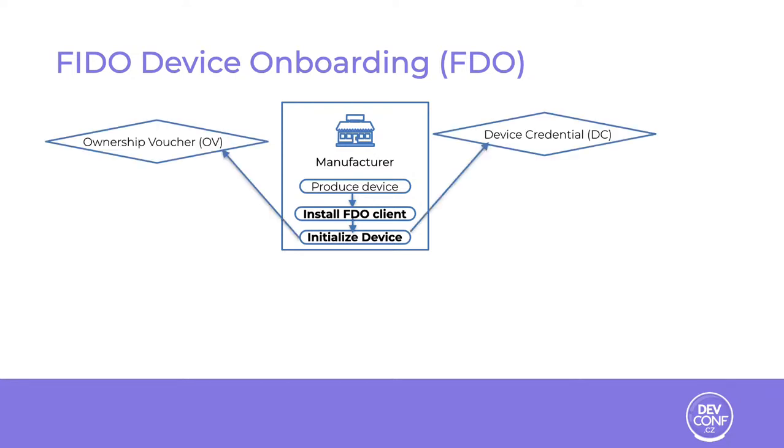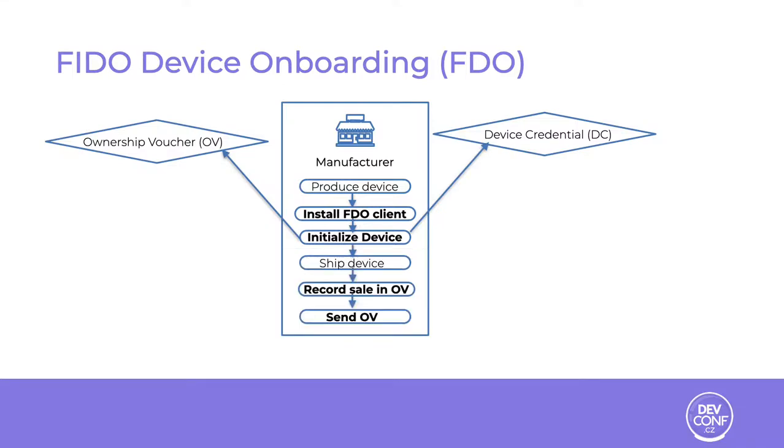As a result of FDO device initialization, you end up with two different files or resources. There's the ownership voucher, which is kept outside of the device and sent along with the device. I'll show that off later. And there's the device credential, which is stored in the device. After they produce these items, they physically ship the device out at some point to a customer.